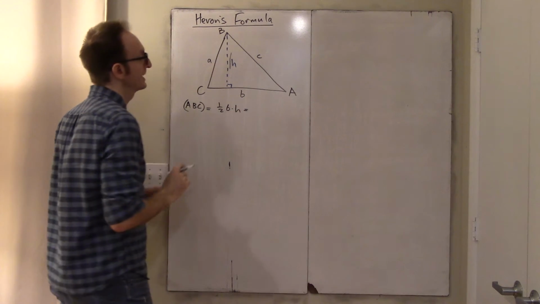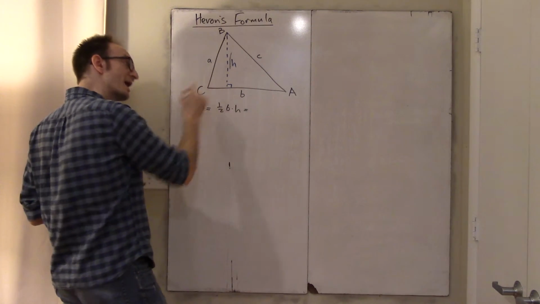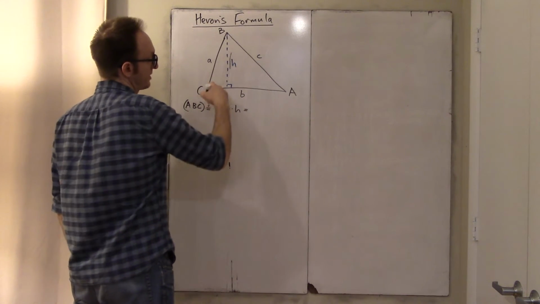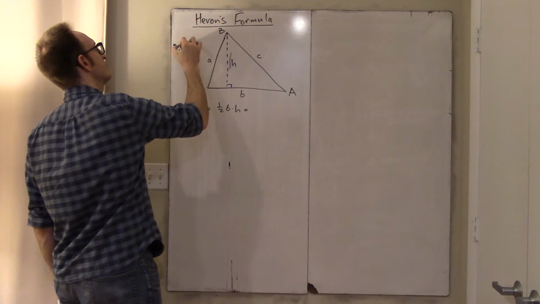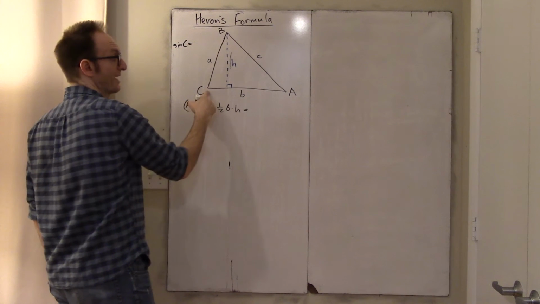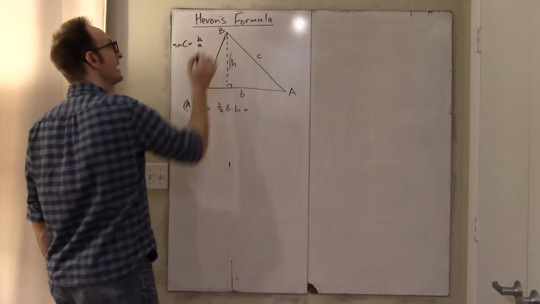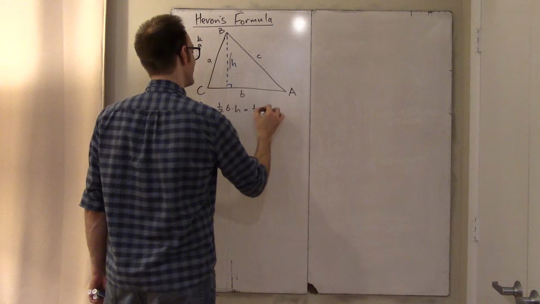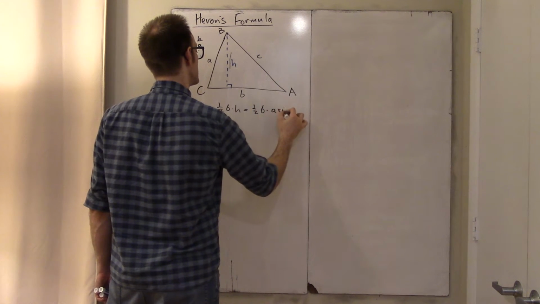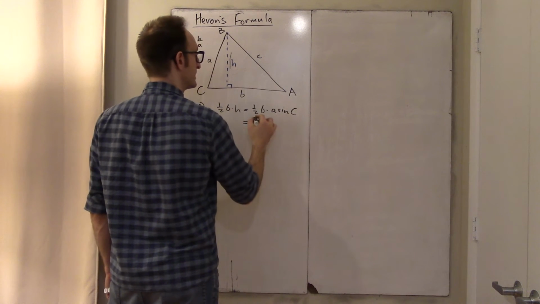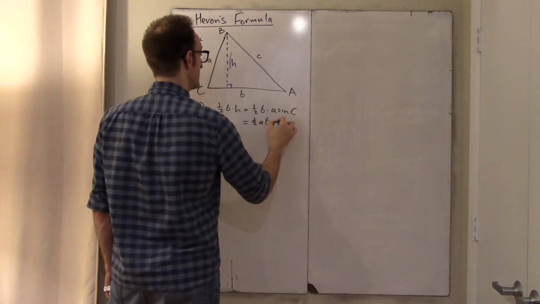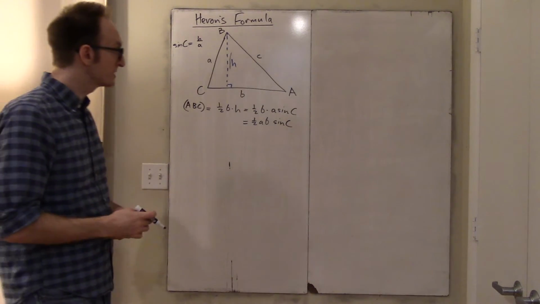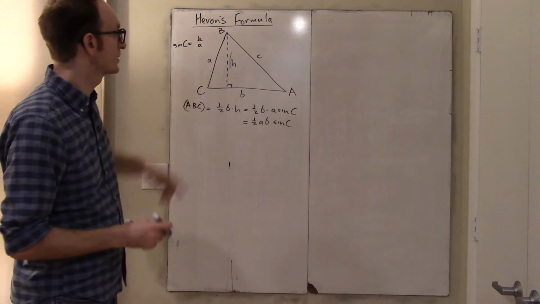But since this is a right triangle, h is just a sine C. The sine of angle C is h over a, so h is a sine C, and so you just get 1/2 b times a sine C. And this is even a thing that you just learn, that the area of any triangle is in fact just 1/2 times the product of any two sides and the angle between them.